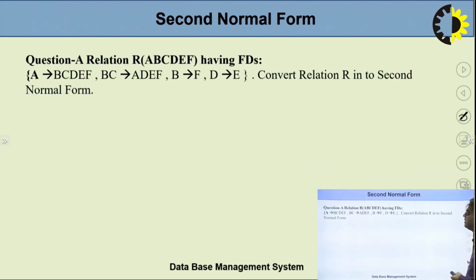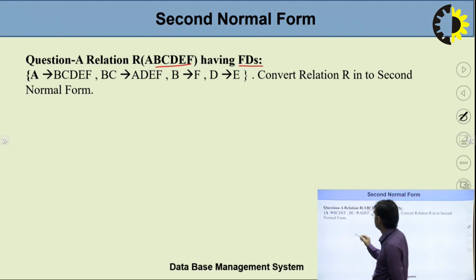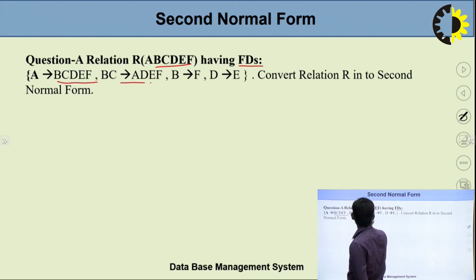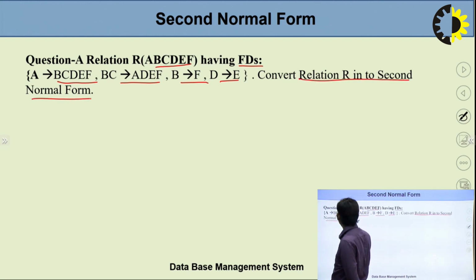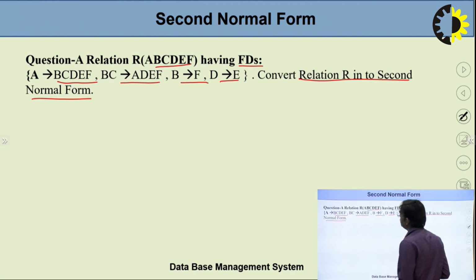A relation R(A, B, C, D, E, F) has some functional dependencies. These are the functional dependencies. We have to convert the relation R into second normal form. What is the first step? First step, we have to find out the candidate key.